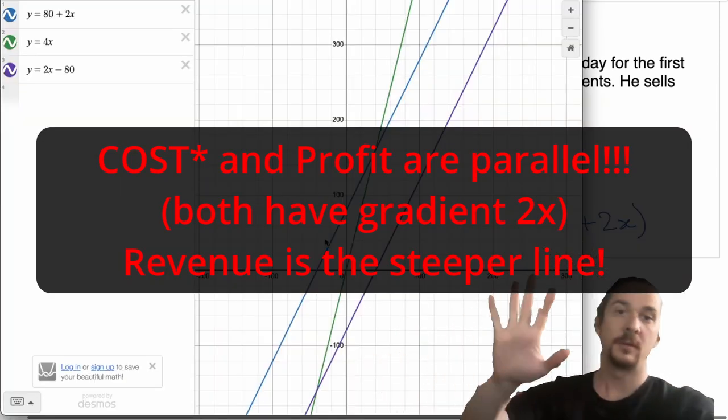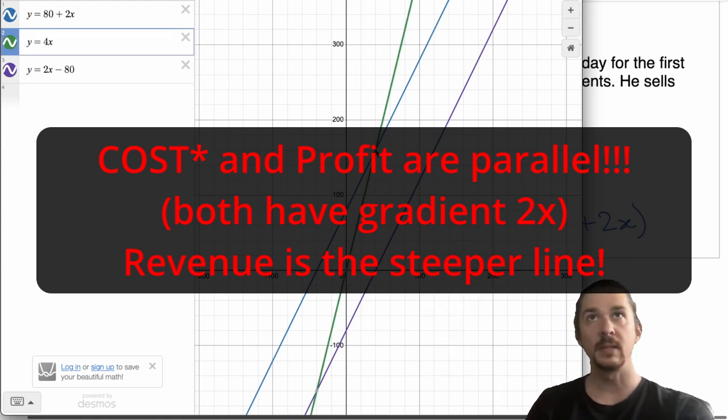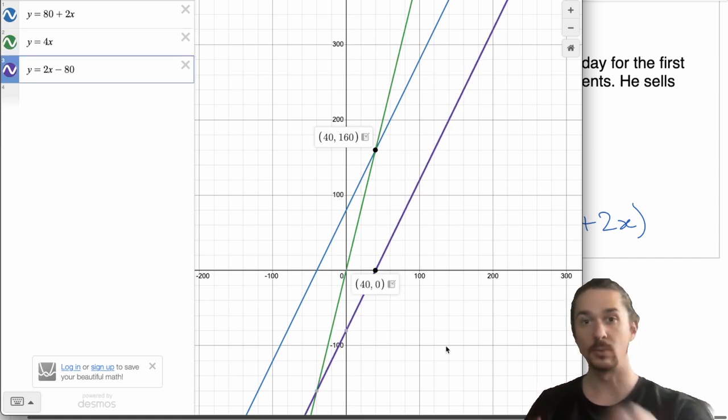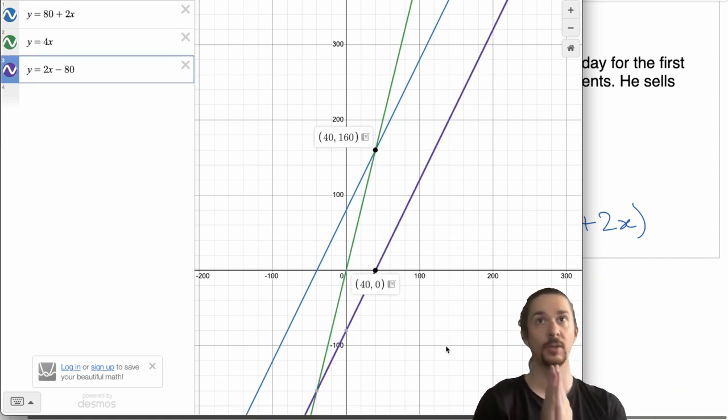Our revenue and our cost functions are parallel to the profit function. They will never touch. The important detail here is to notice that the break-even point, where the revenue and cost functions cross, is equal to where the profit function crosses the x-axis, right? The x value, the number of cups of coffee sold in both cases, is 40.